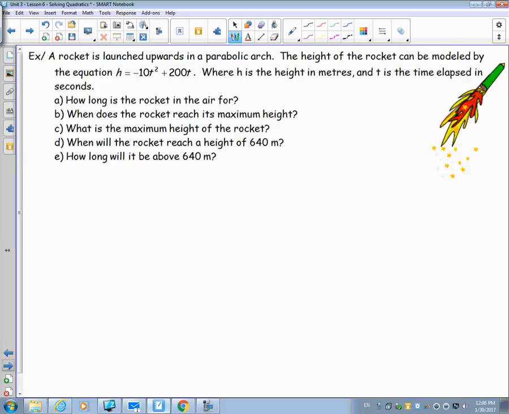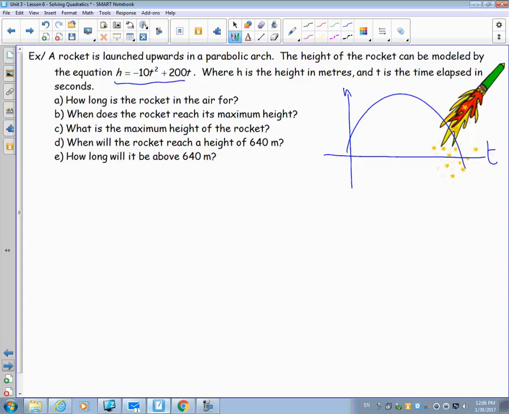So let's look at some simple word problems, ones that should be familiar kind of things. Okay, the first one, we got ourselves a rocket ship that's being launched. Generally, rockets follow parabolic curves, a parabola, quadratic. Okay, and they give us the equation of our height based on time. So our graph is going to look something like this, right? Height and time.